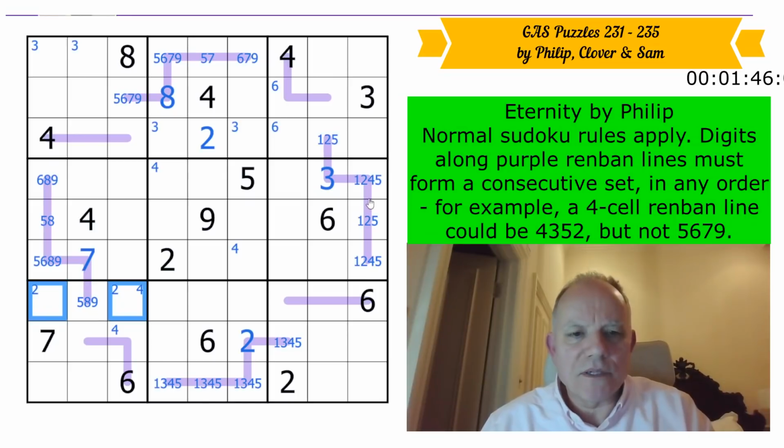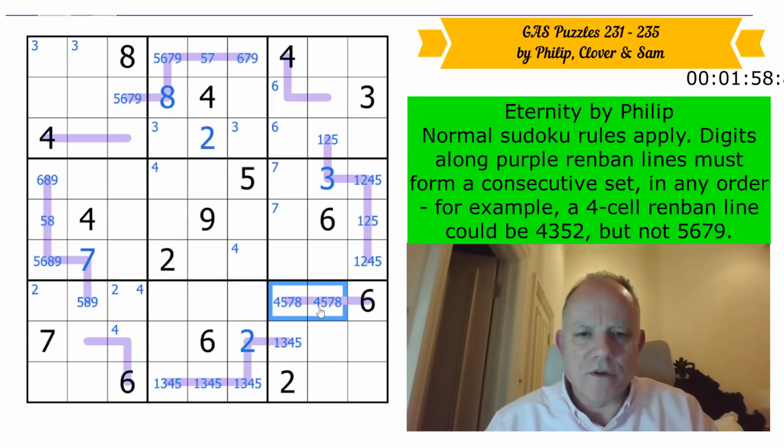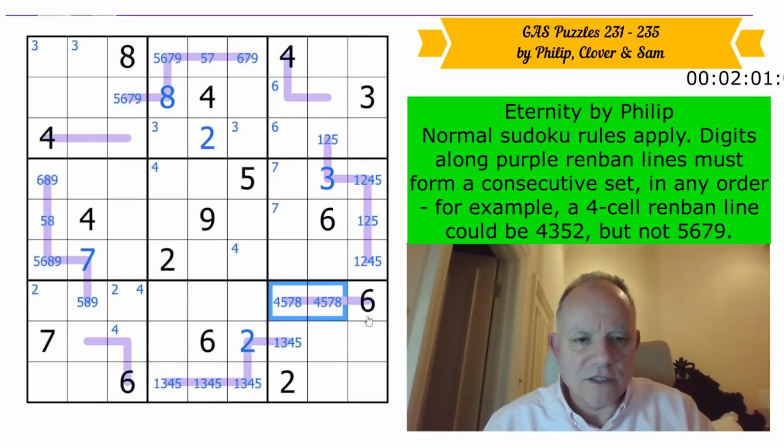This isn't obvious what to do. 7 in this box must be in one of those 2. Now, come on, we've got to use these lines as well. These digits must be from 4, 5, 7 or 8. They're the only things that can touch the 6.